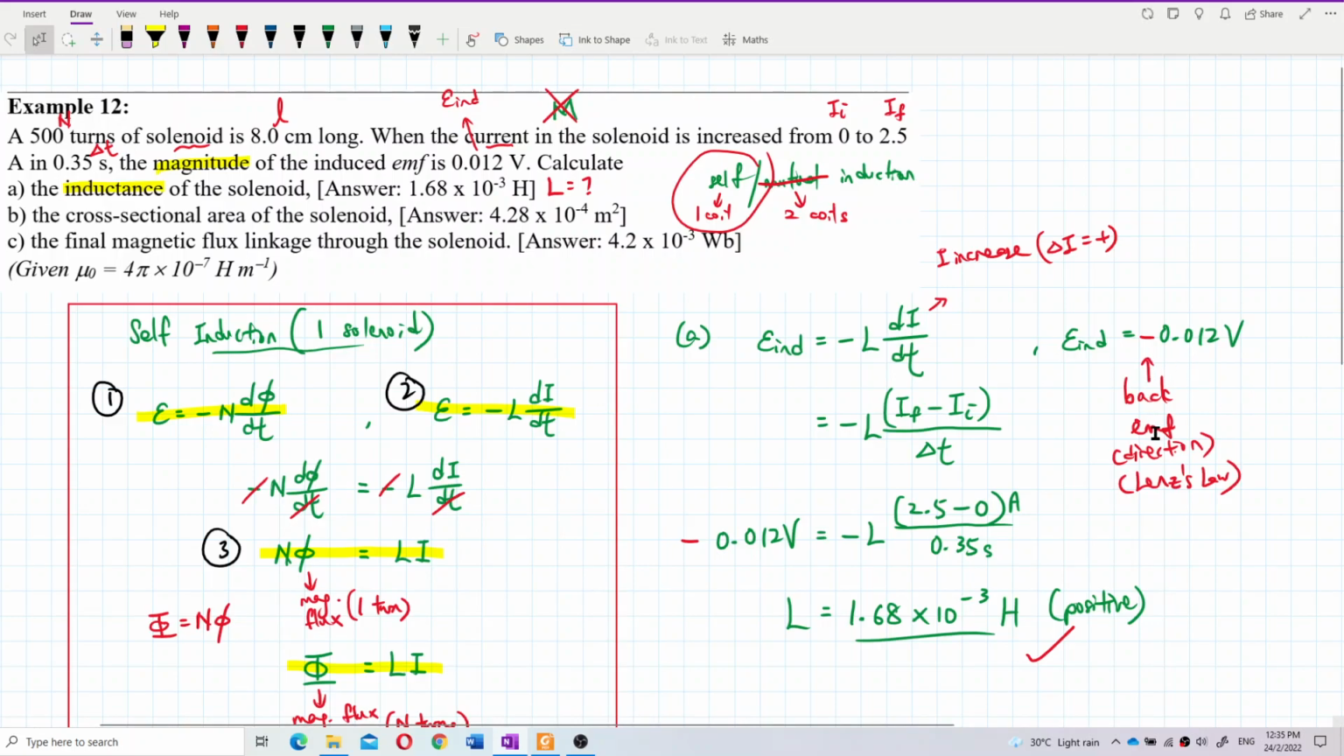Okay. Put a negative sign there. So the L should have a positive value. L should be a positive value. L shouldn't be a negative value.